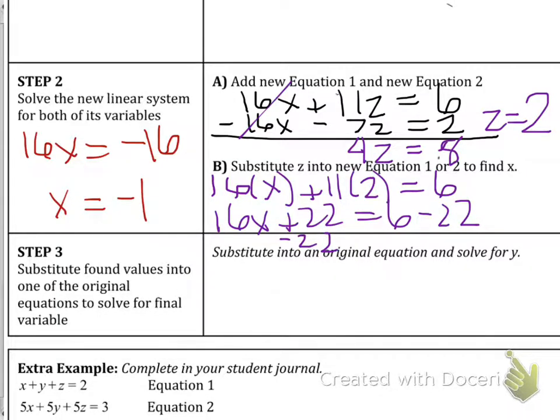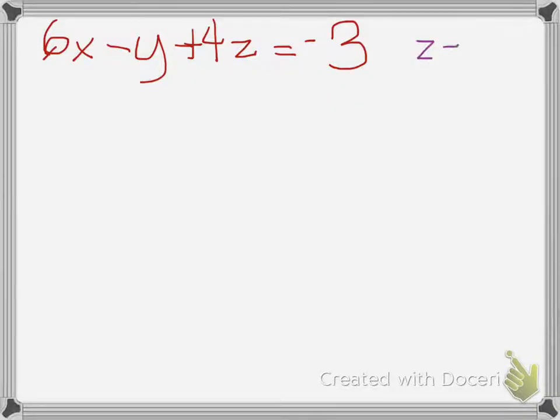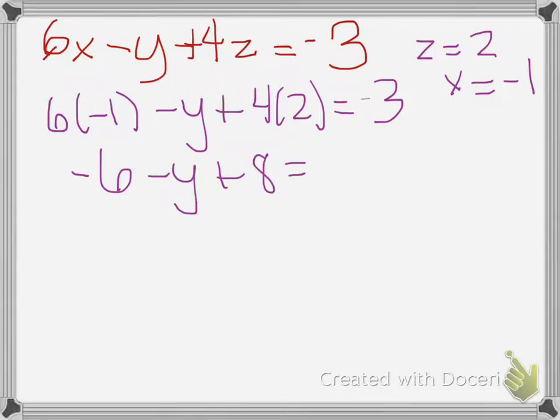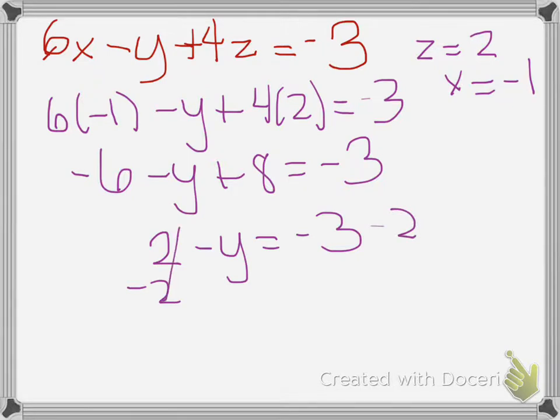So if I go back, my z equals 2, and my x equals negative 1. So I'll plug it into this equation. 6 times negative 1 minus y plus 4 times 2 equals negative 3. If I solve, negative 6 minus y plus 8 equals negative 3. Negative 6 plus 8 is 2, and then minus y equals negative 3. Subtract 2 from both sides. Negative y equals negative 5, which means my y equals 5.